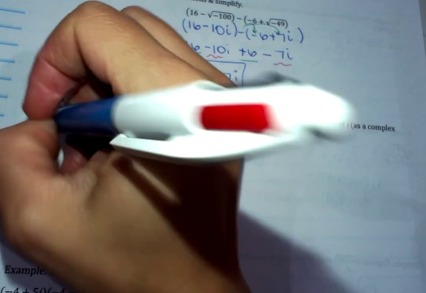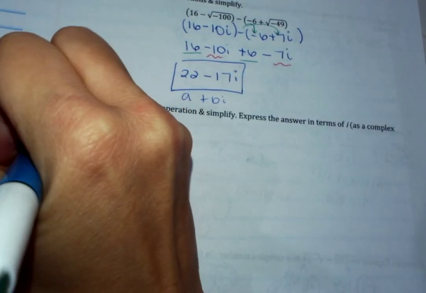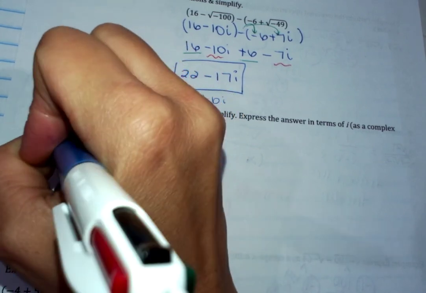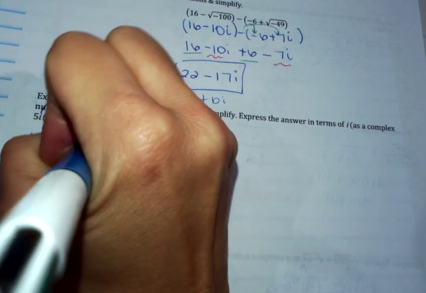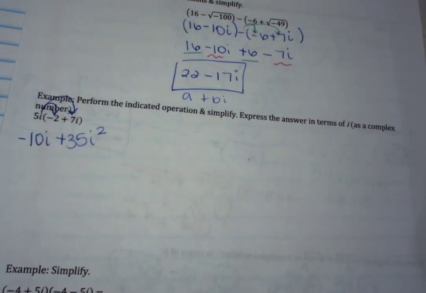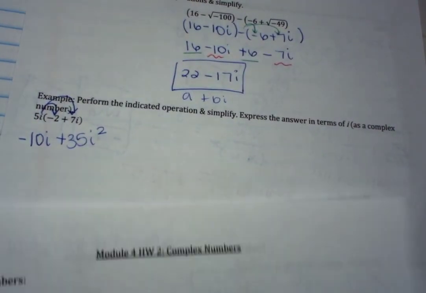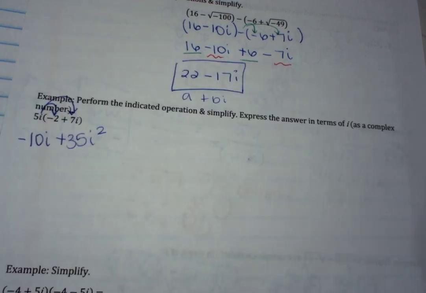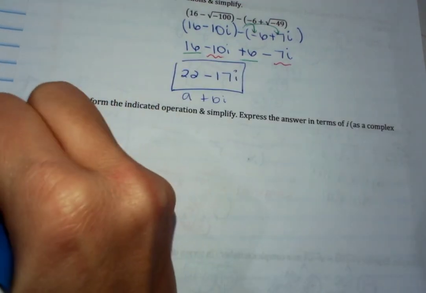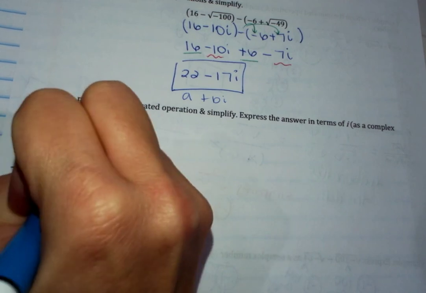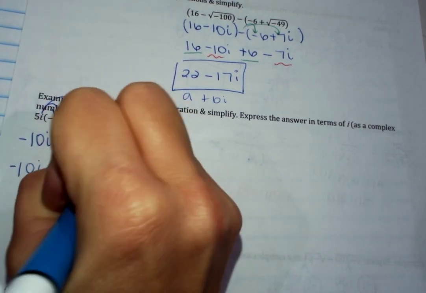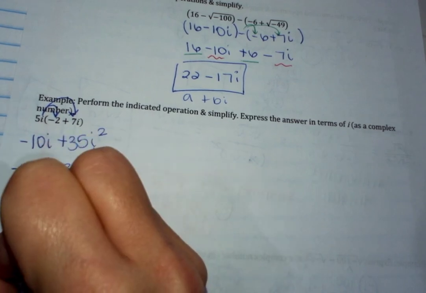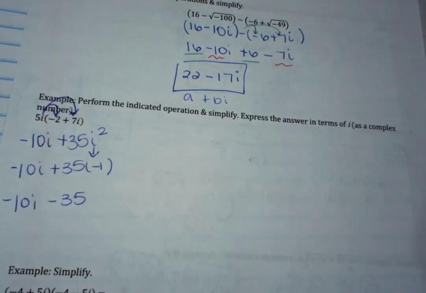So my numbers, 5 times negative 2 will give me negative 10, then I have an i. 5i times 7i: 5 times 7 will give us positive 35, and i times i is i squared. Going back to this page, remember that i squared is negative 1. So I can rewrite that as negative 10i plus 35, and we know i squared is negative 1. So 35 times negative 1 will give us negative 35.